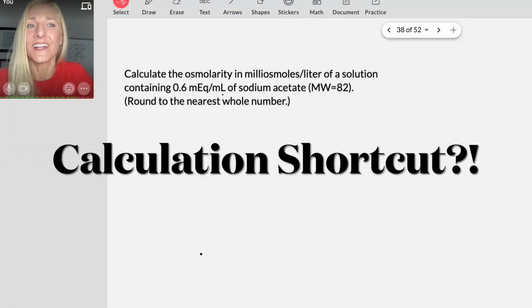Hi, are you struggling with those time-sucking osmolarity questions on the NAPLEX? Let's simplify it with a shortcut you'll wish you learned sooner.